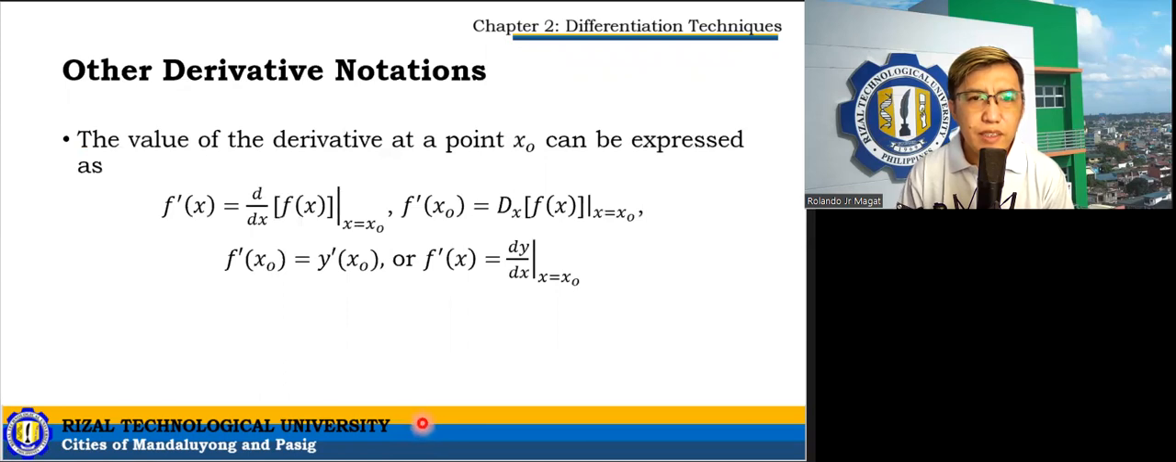And the value of the derivative at a point x naught can be expressed as, whenever we're going to substitute a certain value of x to the derivative of the function, then we can write this one something like f prime of x is equal to d all over dx times f of x at x is equal to x naught, or we have f prime of x naught is equal to the derivative of f of x in terms of x, okay, at x is equal to x naught, or we can simply write it as f prime of x naught is equal to y prime of x naught, or f prime of x is equal to dy all over dx at x is equal to x naught.